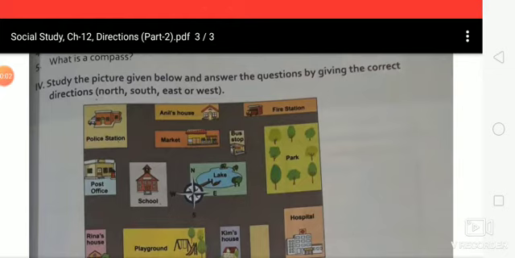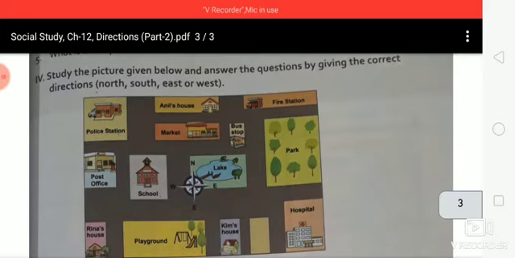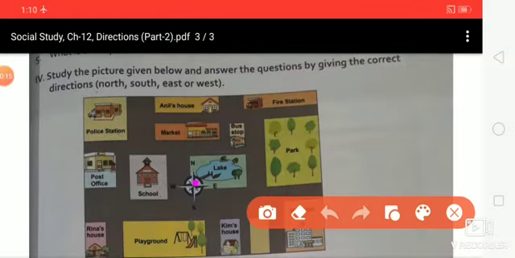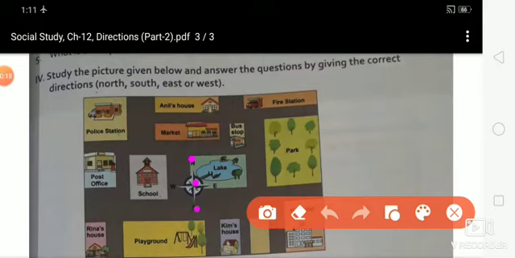Now next, exercise number 4: study the picture given below and answer the questions by giving the correct direction: north, south, east or west. Look at the picture: police station, Anil's house, market, fire station, bus stop, park, Kimi's house, playground, school, lake and Rina's house.